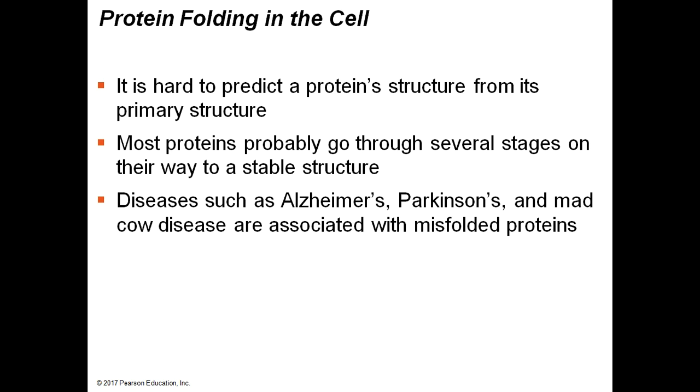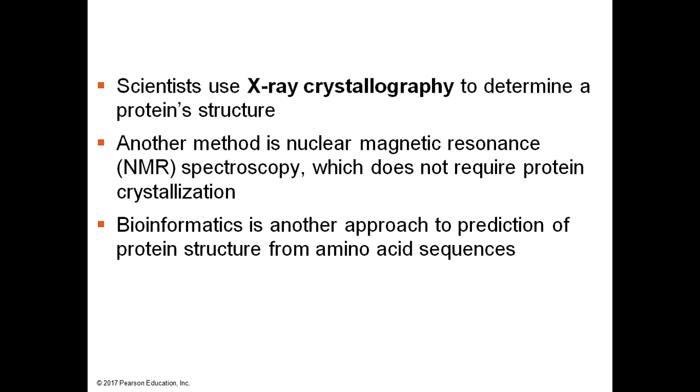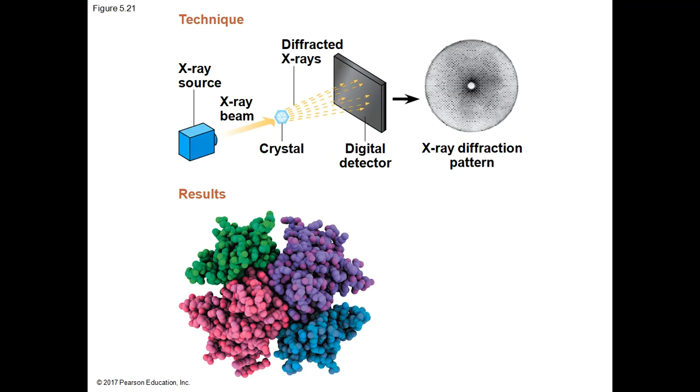Most proteins probably go through several stages on their way to a stable structure. Diseases such as Alzheimer's, Parkinson's, and mad cow disease are associated with misfolded proteins. Scientists use X-ray crystallography to determine a protein structure. Another method is nuclear magnetic resonance, NMR spectroscopy, which does not require protein crystallization. Bioinformatics is another approach to prediction of protein structure from amino acid sequences.